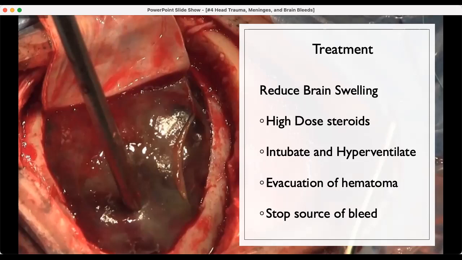And this image is showing the skull. It's right here, opened. This is the dura. And this is the hematoma and suction.